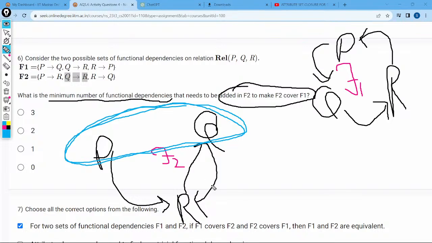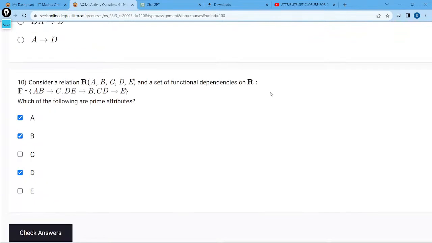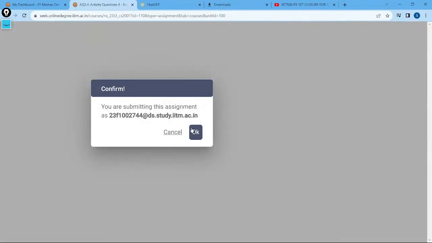But we need to make it cyclic. So we need Q to P rather than P to Q. Hence, making the function cyclic rather than P to Q, right? That would be wrong. So all we need to add is a singular functional dependency in F2 such that F2 starts covering F1. Okay, so I think I've covered all the questions. Let's check answers.